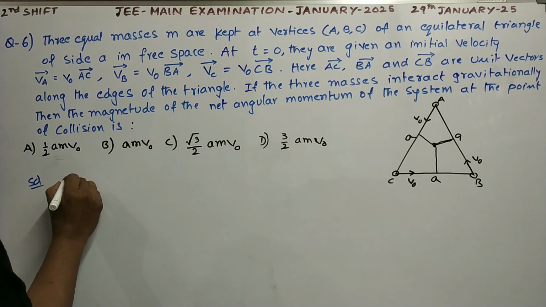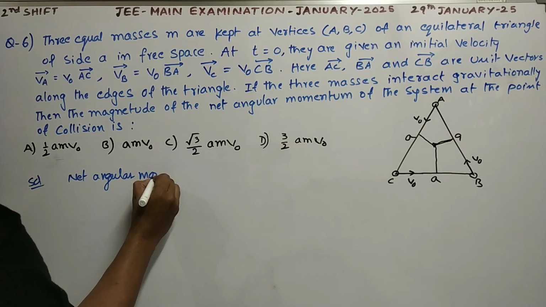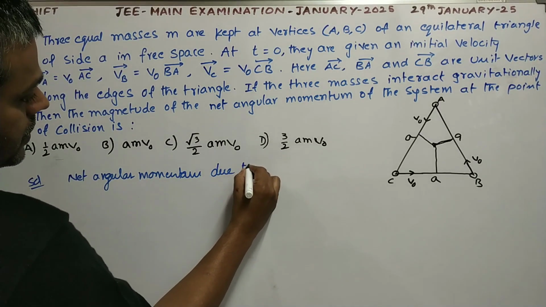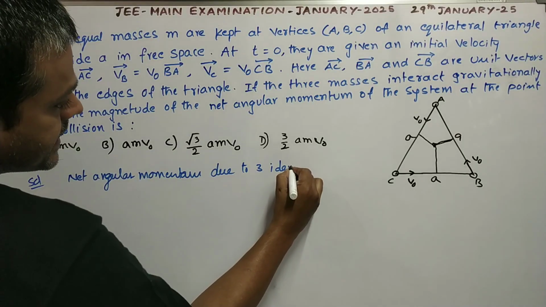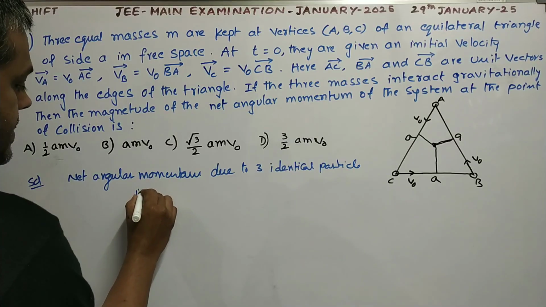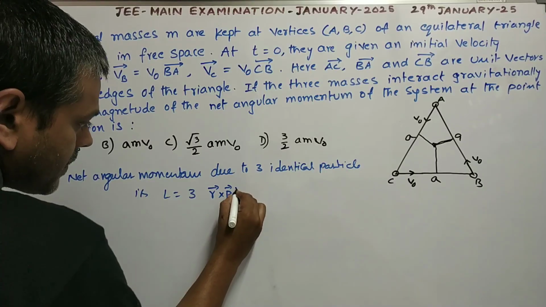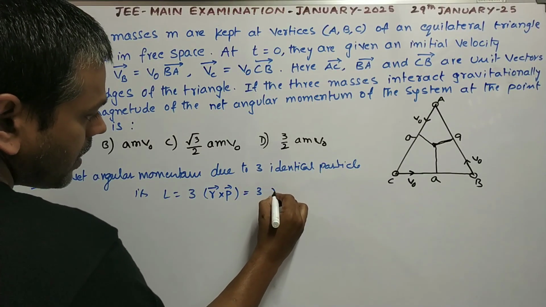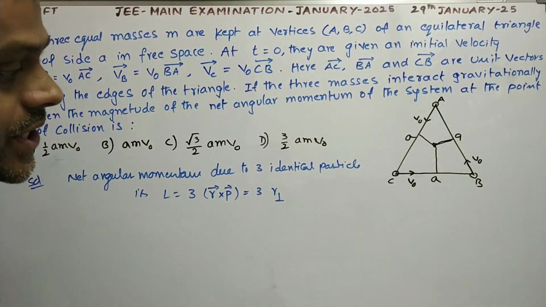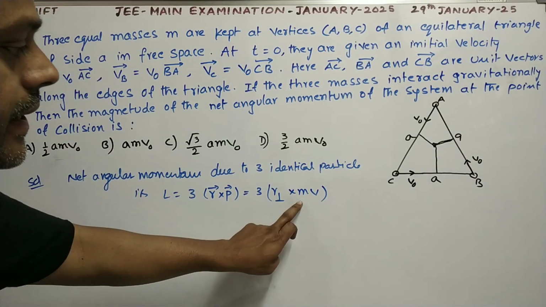So we need to find the magnitude of the net angular momentum due to three identical particles of the same mass. L is equal to 3 into R bar cross P bar. It's equal to 3 into R perpendicular, where R is the perpendicular distance from the axis of rotation, into M into V.